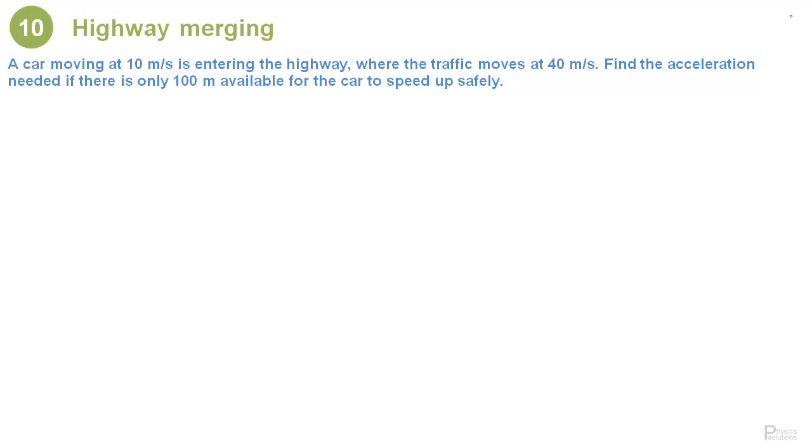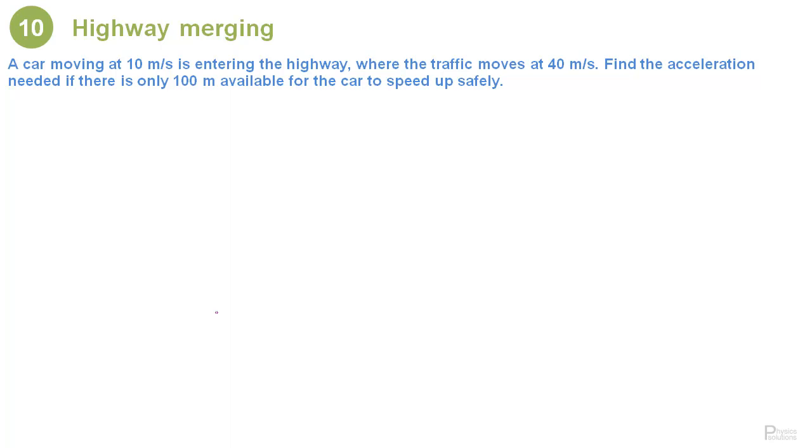A car moving at 10 meters per second is entering the highway where the traffic moves at 40 meters per second. Find the acceleration needed if there is only 100 meters available for the car to speed up safely. We start by looking at the quantities that are given in the exercise.